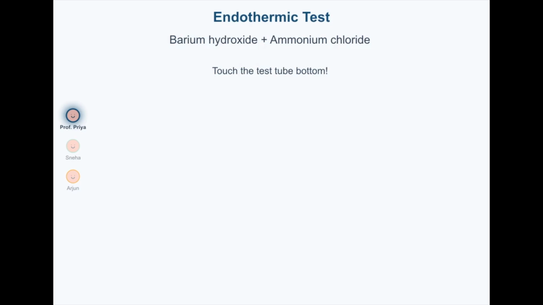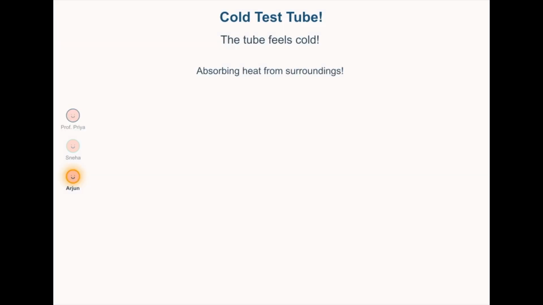Let's test this. I am mixing barium hydroxide with ammonium chloride. Touch the bottom of the test tube. The test tube feels cold. The reaction is absorbing heat from the surroundings. Exactly. When a reaction makes the container feel cold, it's absorbing heat, definitely endothermic.